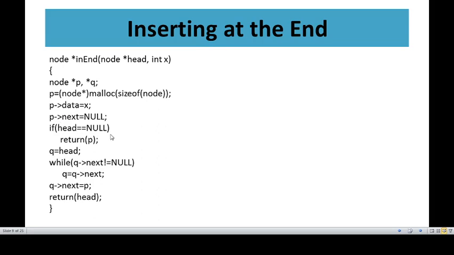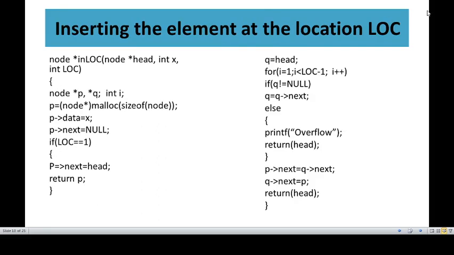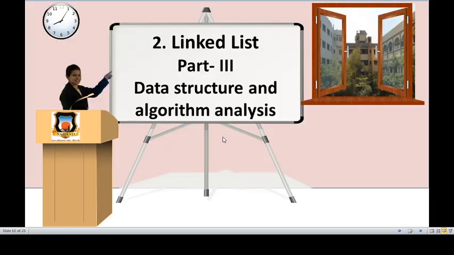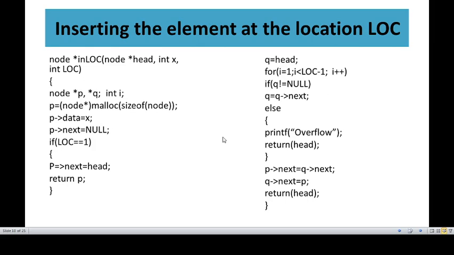If head equals to null, then return P, then Q equals to head. While Q's next not equals to null, till the end, first traverse your list and then use your P as Q's next. So add the element at the end of your linked list and return head. And this coding, you can insert the element at the end, in between, or at any location. This is common code for all the situations, for all the locations. You can insert the element at your given location.